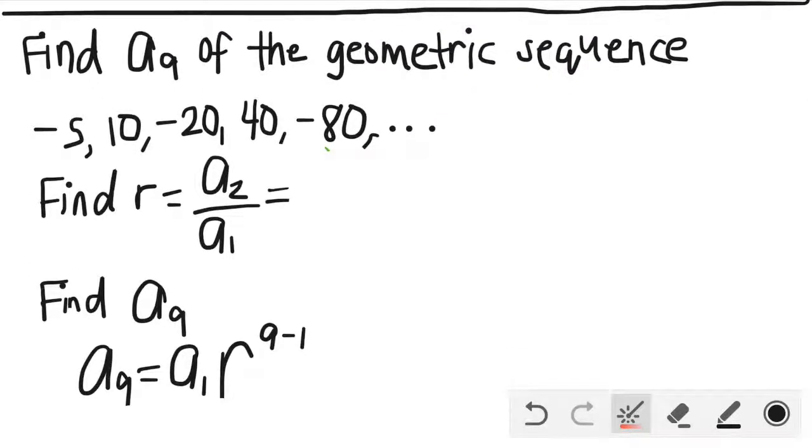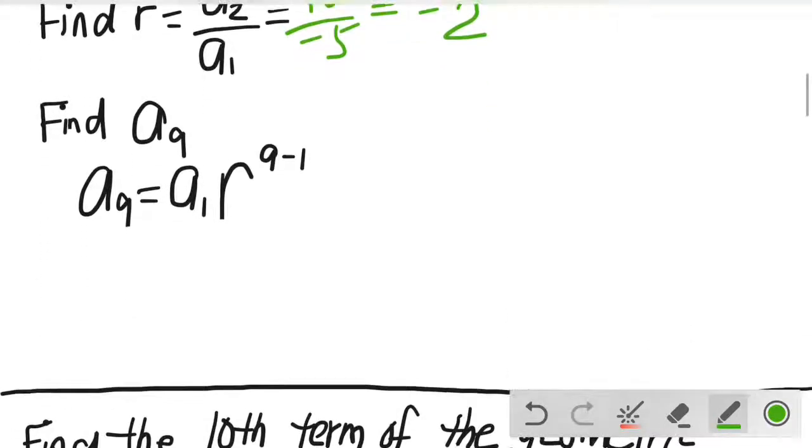Find the ninth term of the geometric sequence given. In order to do so, you want to start by finding the common ratio. In this case, it is 10 over -5, or divided by -5, giving you a -2. And if that's the case, let's go ahead and find the ninth term.